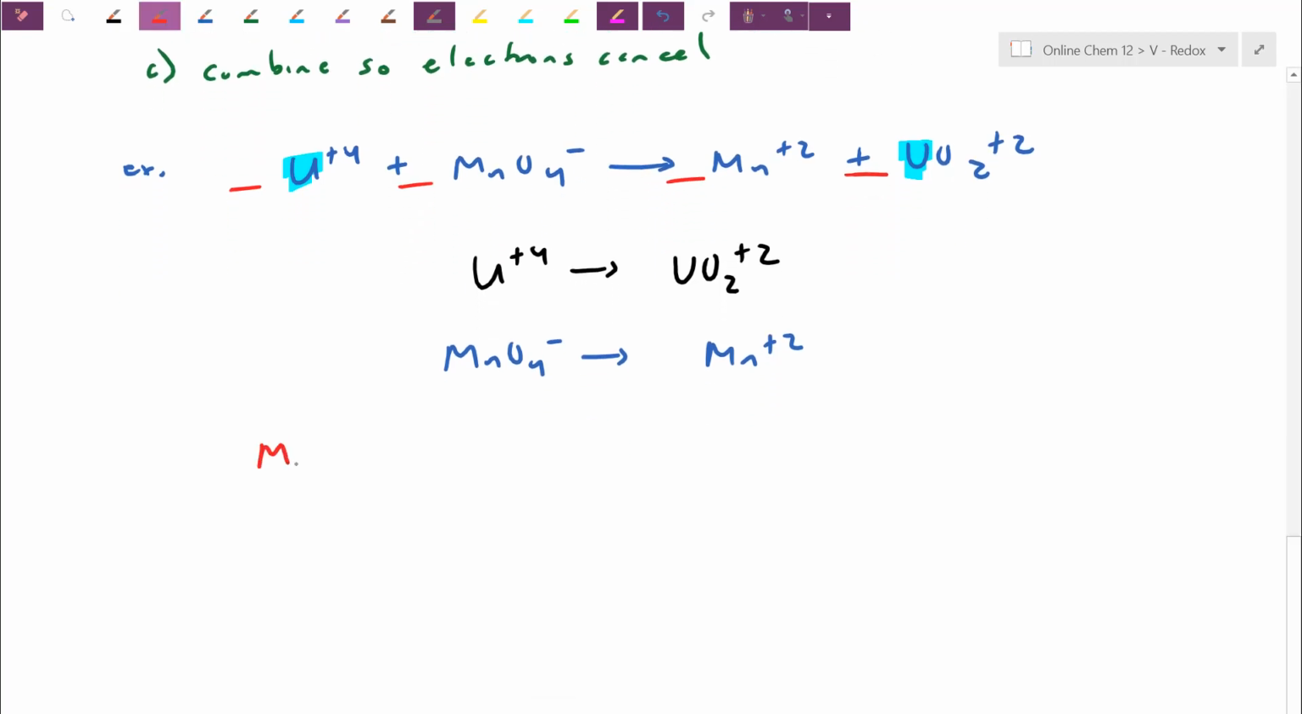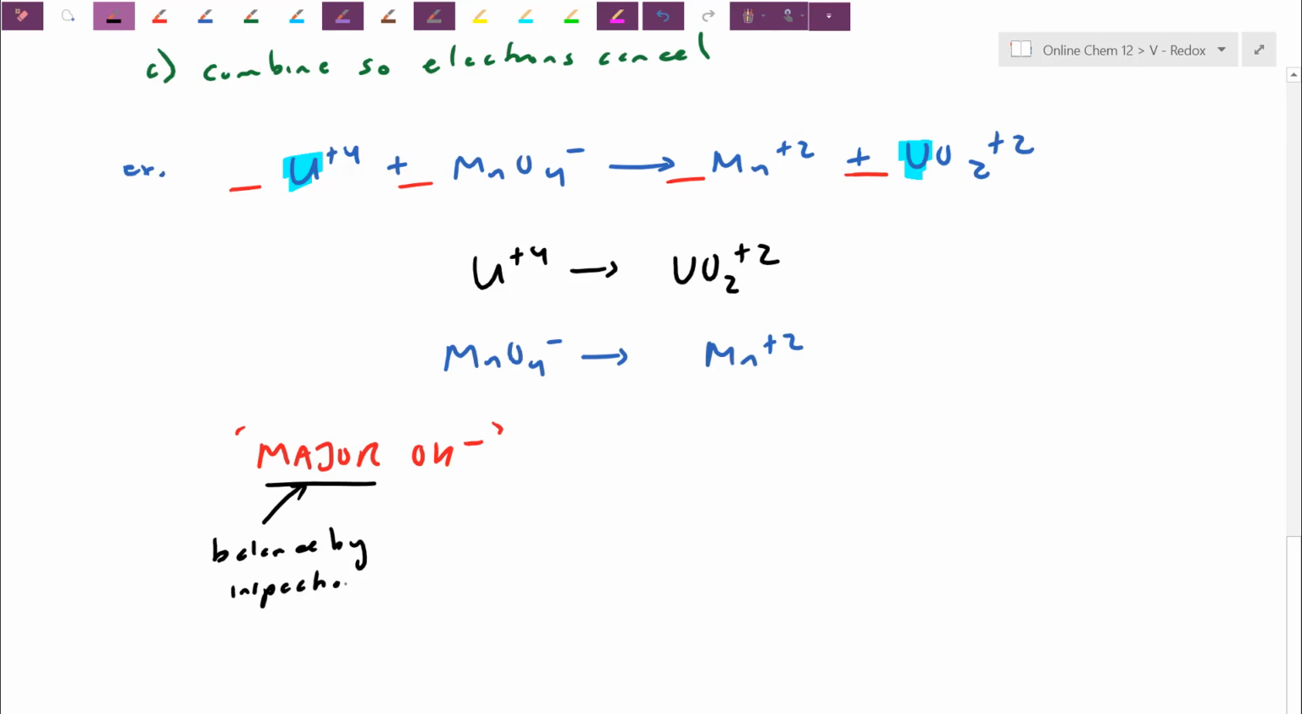We again use this acronym, major hydroxide. Sort of in order left to right here, we balance our major atoms by inspection. What I refer to as major atoms is everything except for O and H, because those ones I'm going to balance later on. So what's a major atom here?